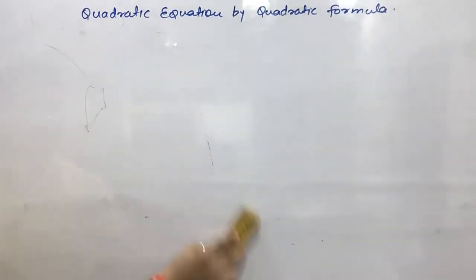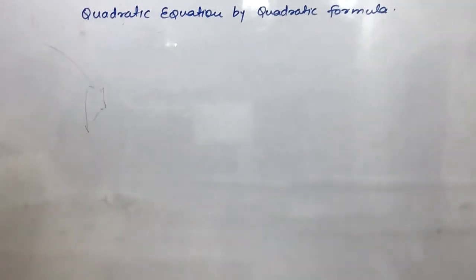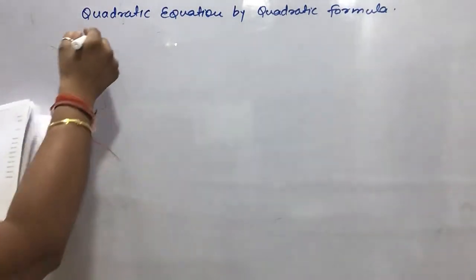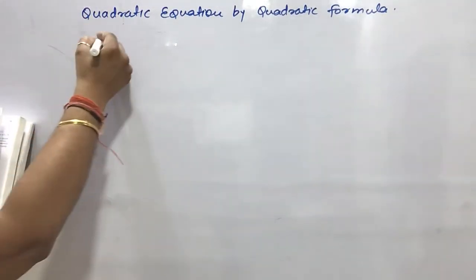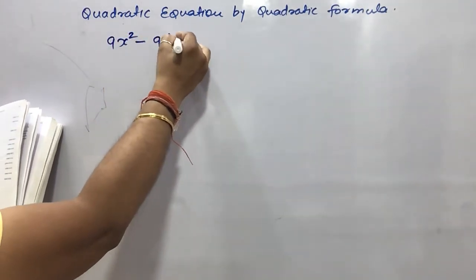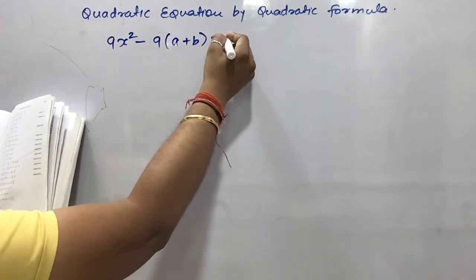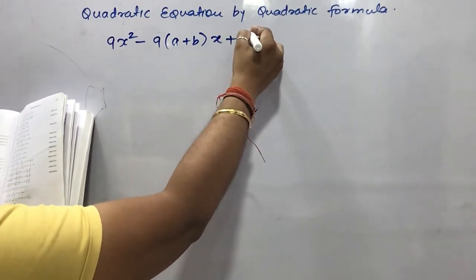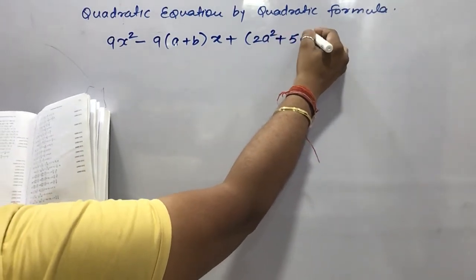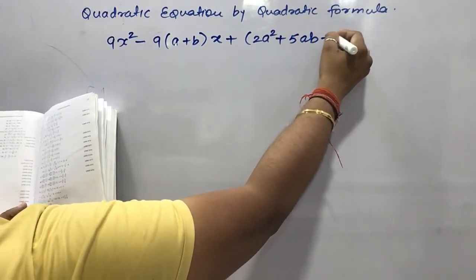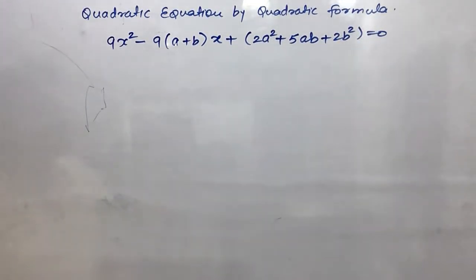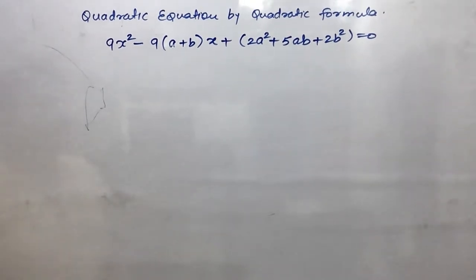Let's see how we will solve such type of questions. One more question. It is 9x square minus 9 times of (a plus b) x plus 2a square plus 5ab plus 2b square equals to 0. So this question is frequently asked in your exams.